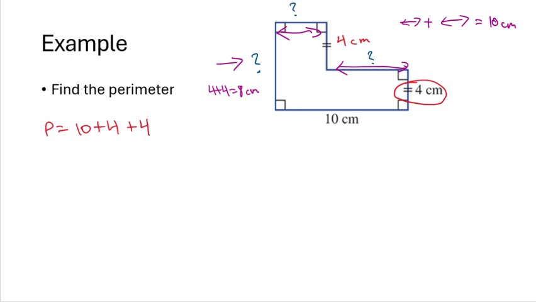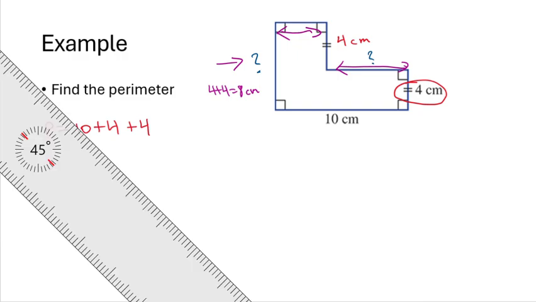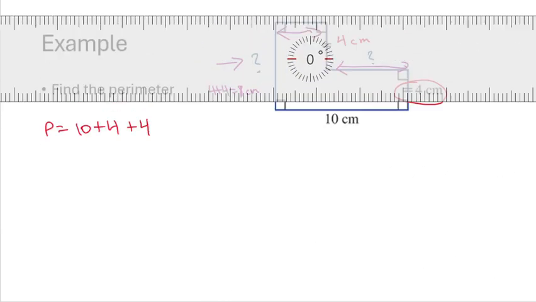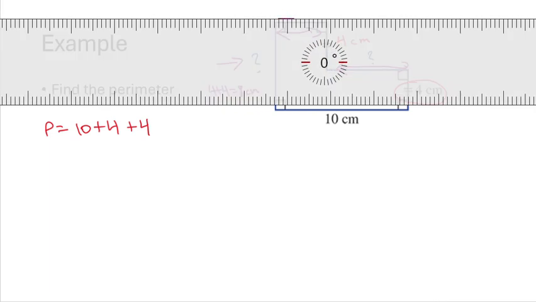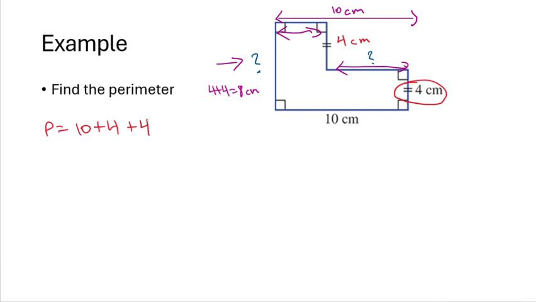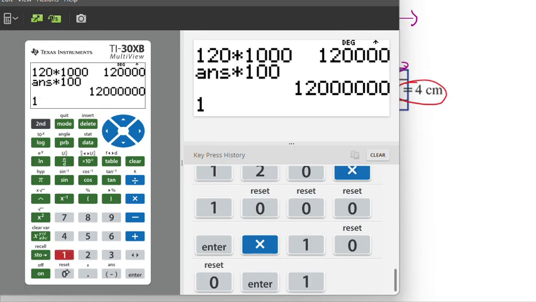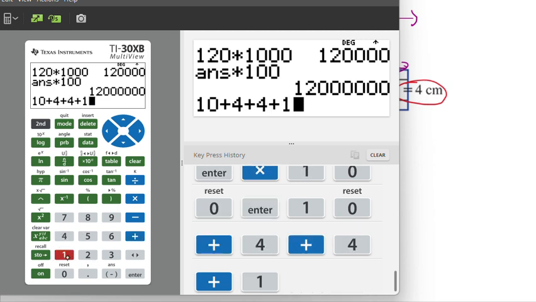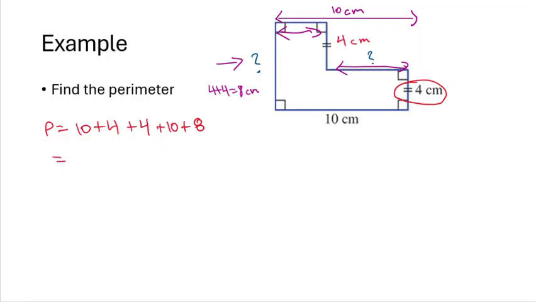Okay. So if I really wanted to rewrite it, I could use a ruler. Let's go from this line all the way to here. And if I draw arrows like that, this will be the same thing as 10 centimeters. So I will have 10 plus 4 plus 4 plus 10 plus 8. And if you type this all up in your calculator, 10 plus 4 plus 4 plus 10 plus 8, you end up with 36 centimeters. So it's pretty easy to do.